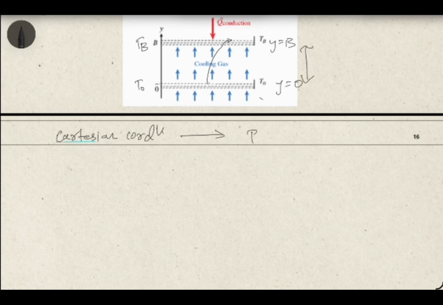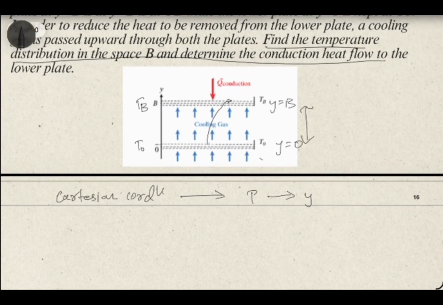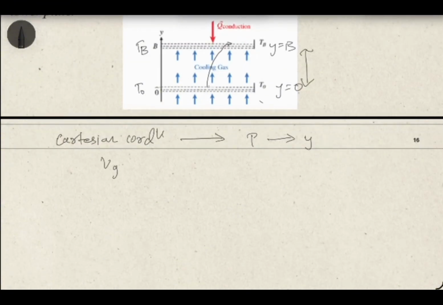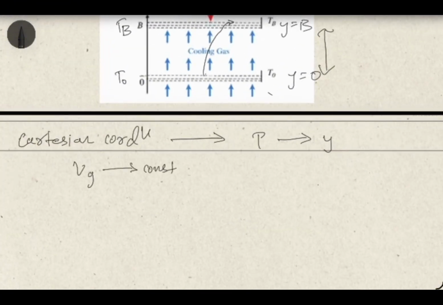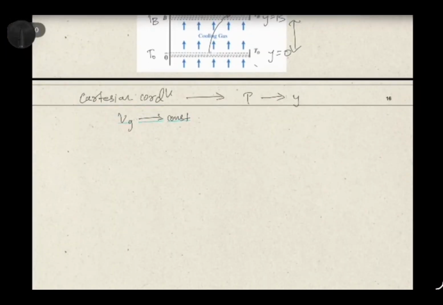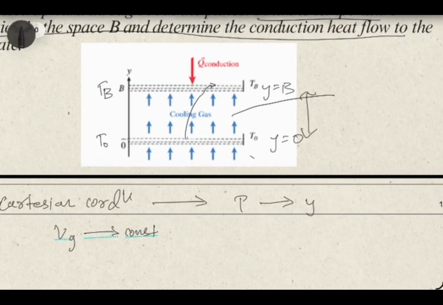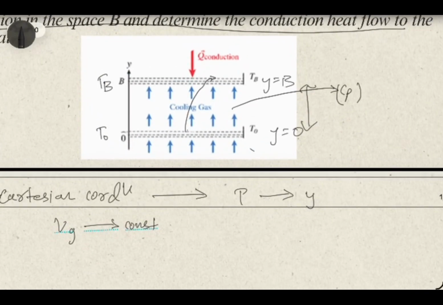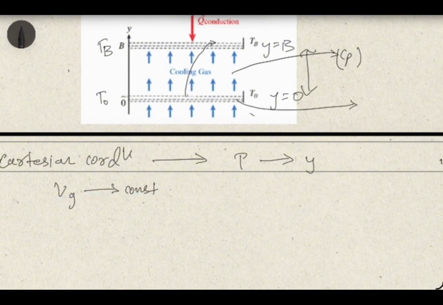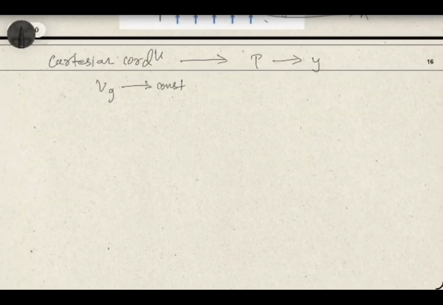We can see that T is only a function of y, because temperature is varying only in the y direction, as end effects are neglected and it is steady state. The velocity of the cooling gas we are assuming constant. So we are assuming three constants: Cp, the specific heat capacity of the cooling gas; k, the thermal conductivity; and rho, the density of the cooling gas. So we have established T is only a function of y.